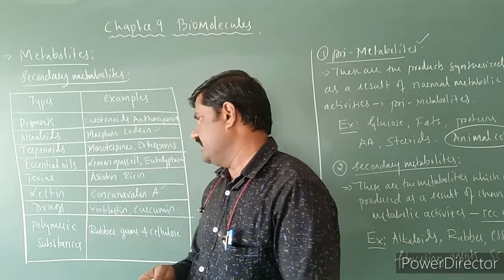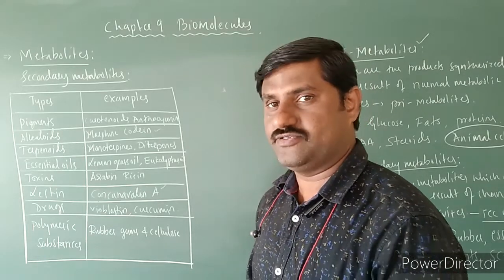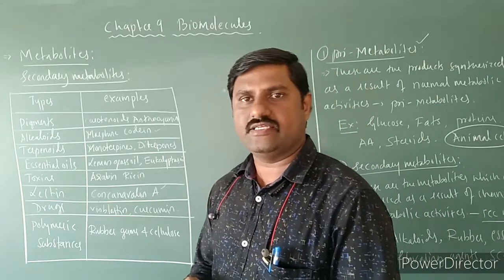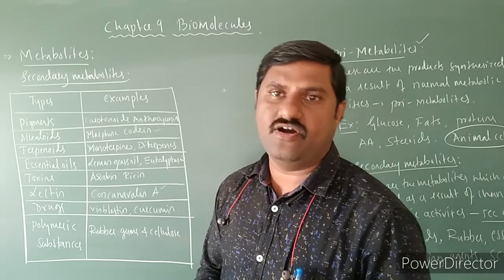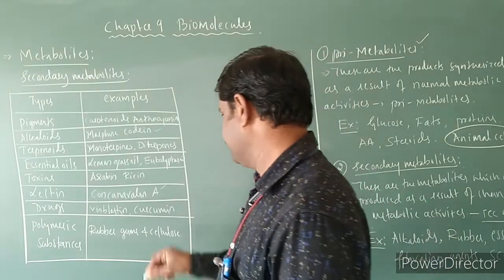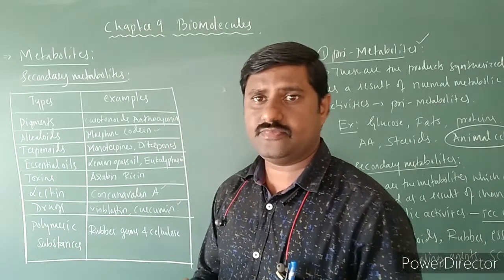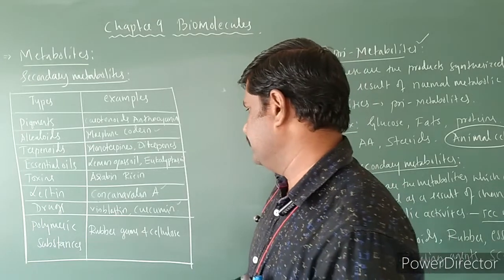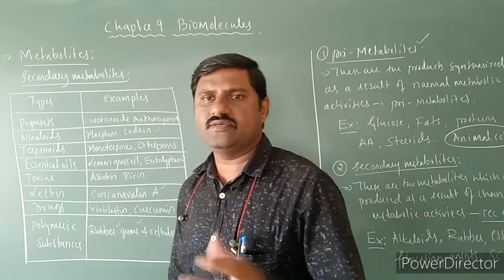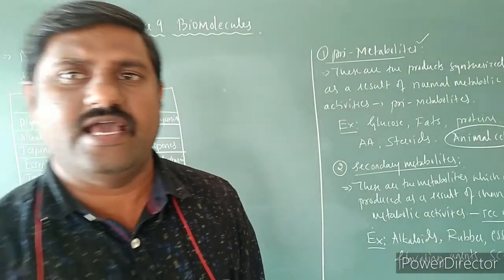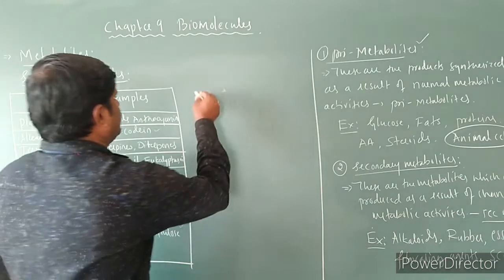Some drugs like vinblastine as well as curcumin act as secondary metabolites, which are formed as a result of different types of metabolic activities, right? This is over. Next one is some of the polymeric substances. Polymeric substances like rubber, gums, resins, cellulose act as secondary metabolites, right?